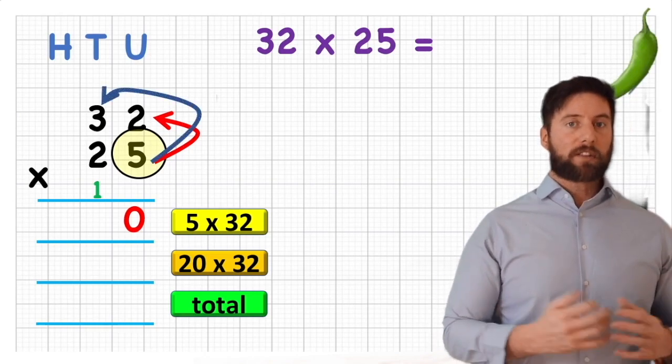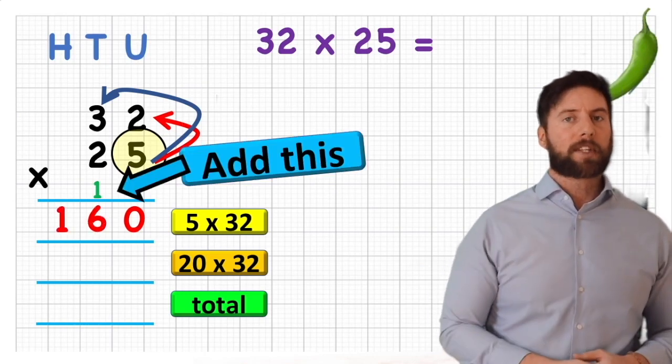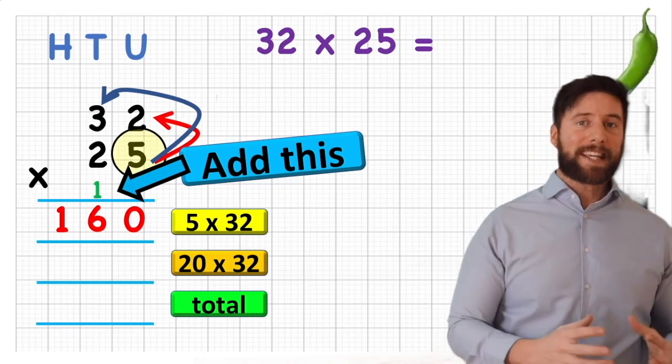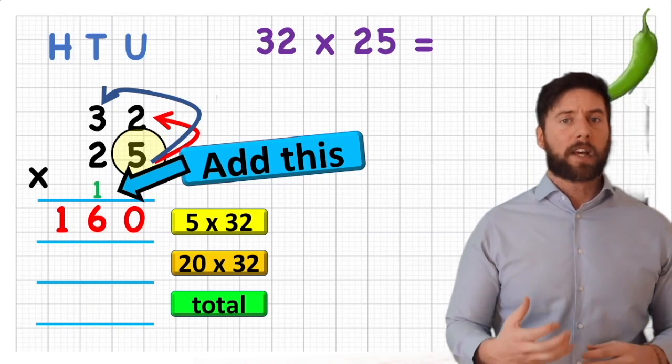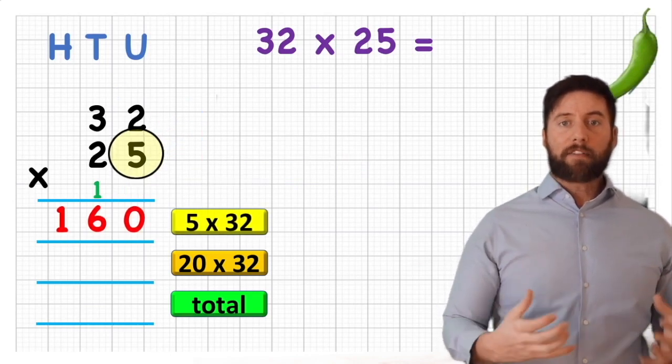Now I can move on to my second part of the question, 5 times 3. Well, 5 times 3 is 15. I've got no hundred, so I can just put the answer straight in there, but I must remember to add on that 1 that I had in my tens column from before. So 15 plus 1 is 16. So the answer to 5 times 32 is 160, okay? So, good, we've done that first row.